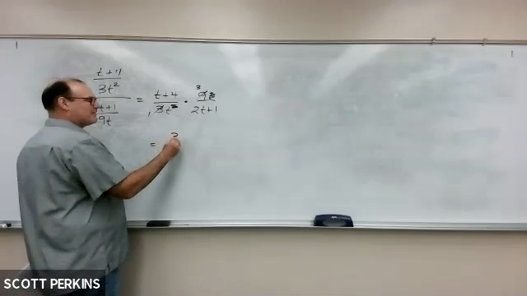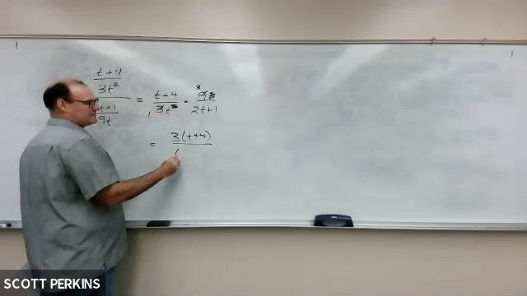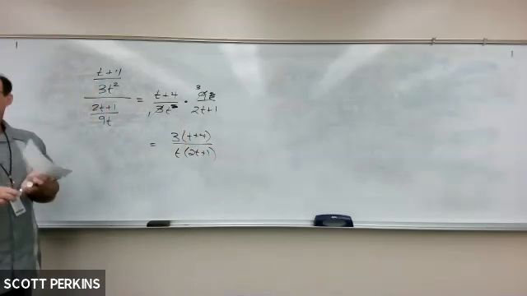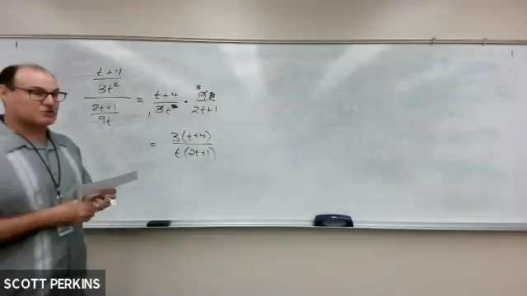So in the top, I have 3 times t plus 4. In the bottom, I've got t times 2t plus 1. I'm going to leave those factored. There's no reason at all to multiply them. If you want to, it's great. It's right, but it's just extra work.